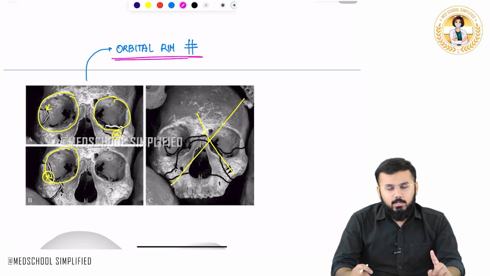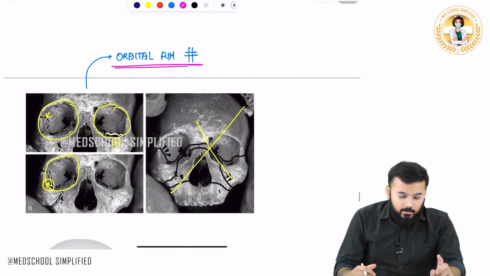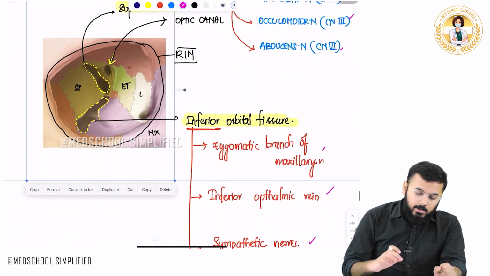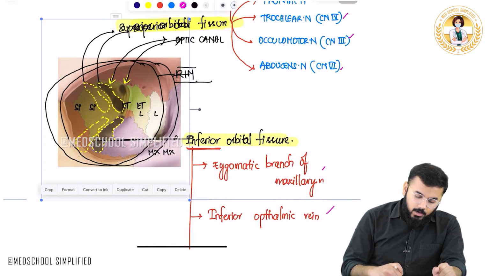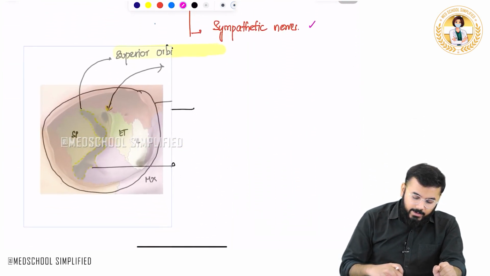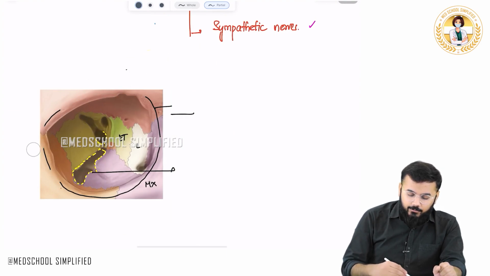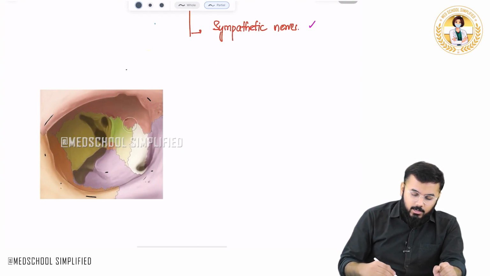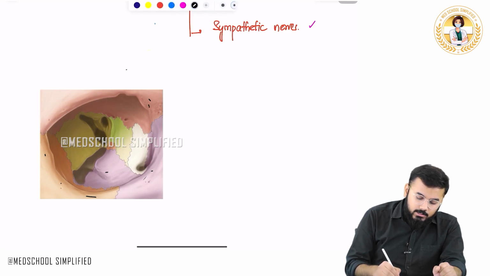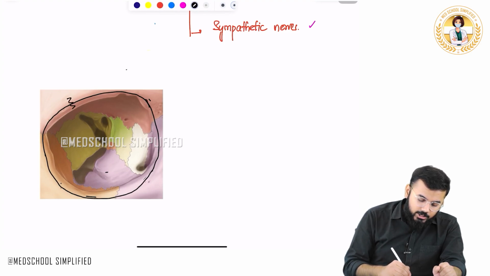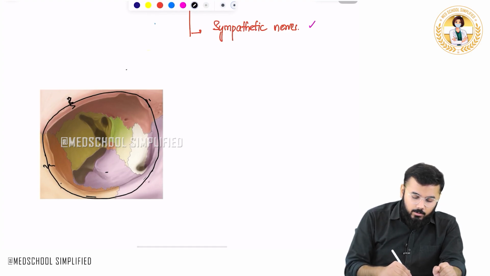Next important thing, if you observe this orbit, let me duplicate this. One very important finding you will see here. So far we discussed orbital rim fracture. What is orbital rim fracture? If this is the rim and this rim is disrupted or fractured anywhere, that is called your orbital rim fracture.